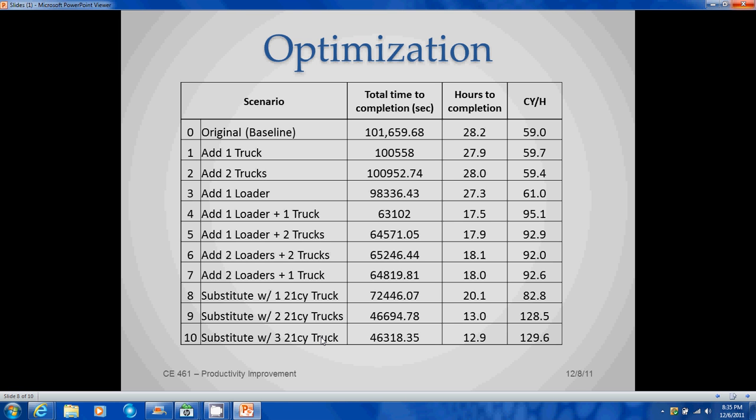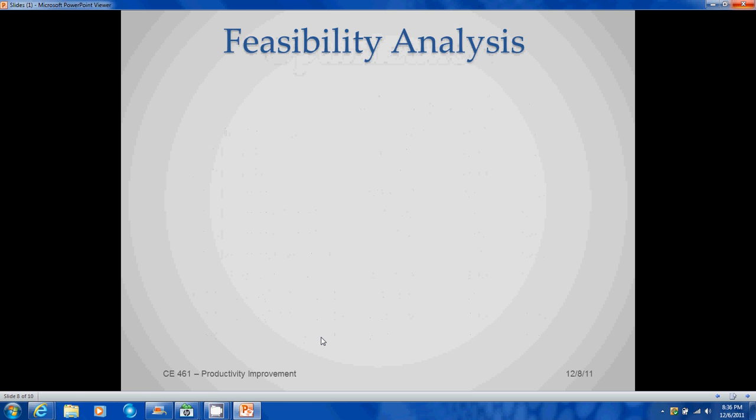And finally, we want to see what changes would happen if we swap the current truck, which has a 15 cubic yard capacity, to a larger one with a 21 cubic yard capacity. As you can see, adding one affects it somewhat, but the greatest change observed occurs when you have two 21 cubic yard trucks running with one loader. If price is no object, swapping out the original truck for the two larger ones, then the current process will be optimized, yielding the lowest project duration and highest production rate.